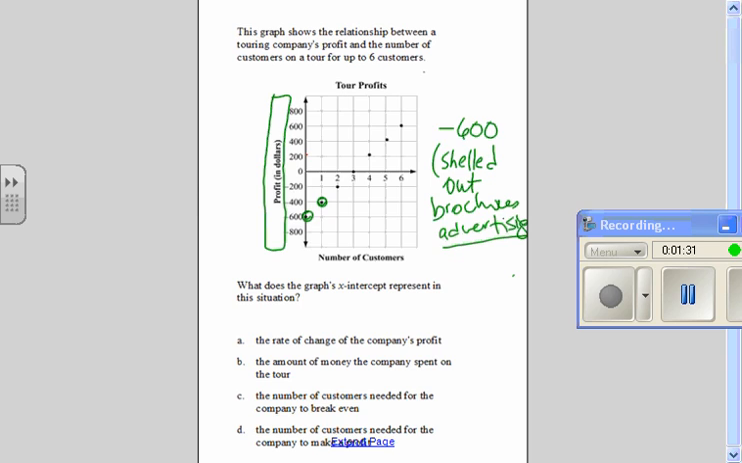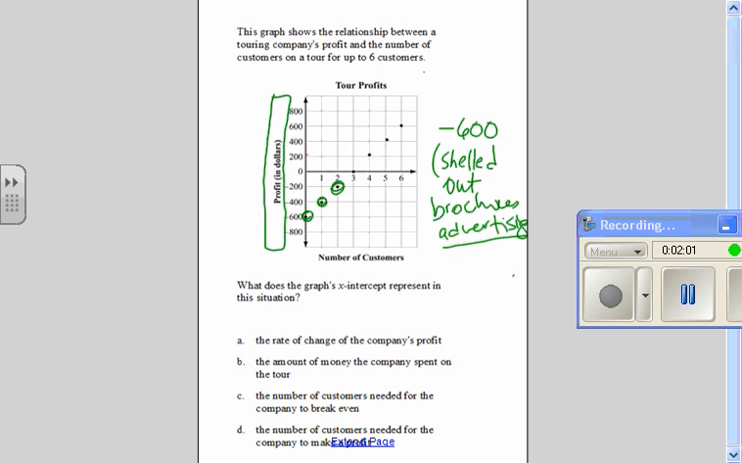Number one, a customer must cost $200. That's really expensive, maybe it's one tour. No, it's customers. One customer pays $200. It must be a really good tour. But it also says that they're getting closer to evening out. If they have 2 customers, they've only lost $200. So 2 customers gives them $400 total, and since they spent $600, they're only $200 in the hole now.